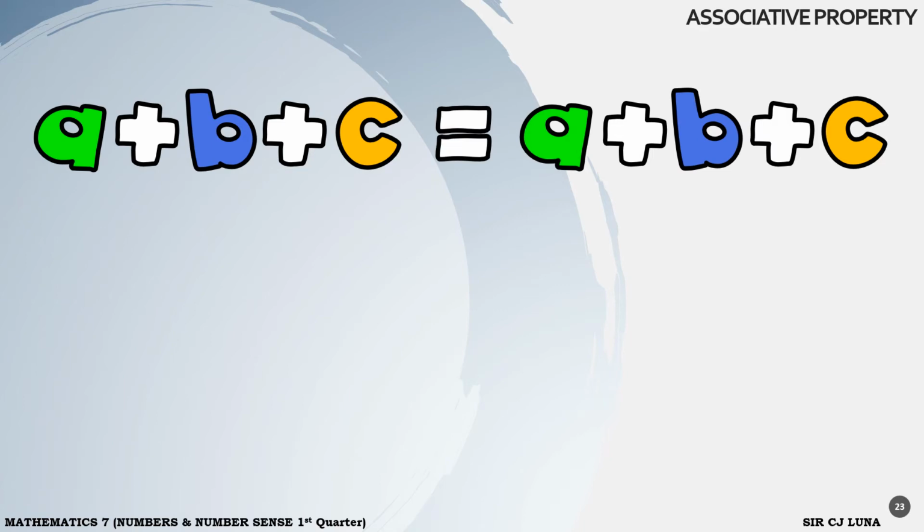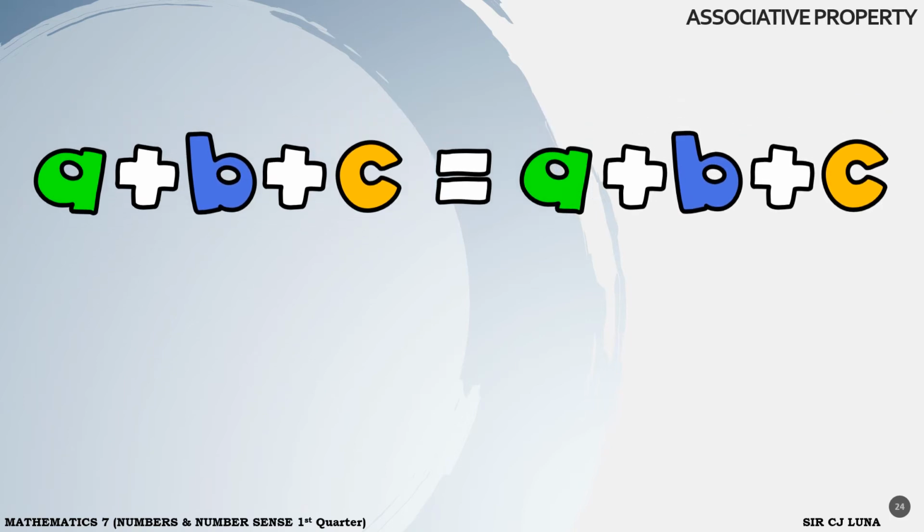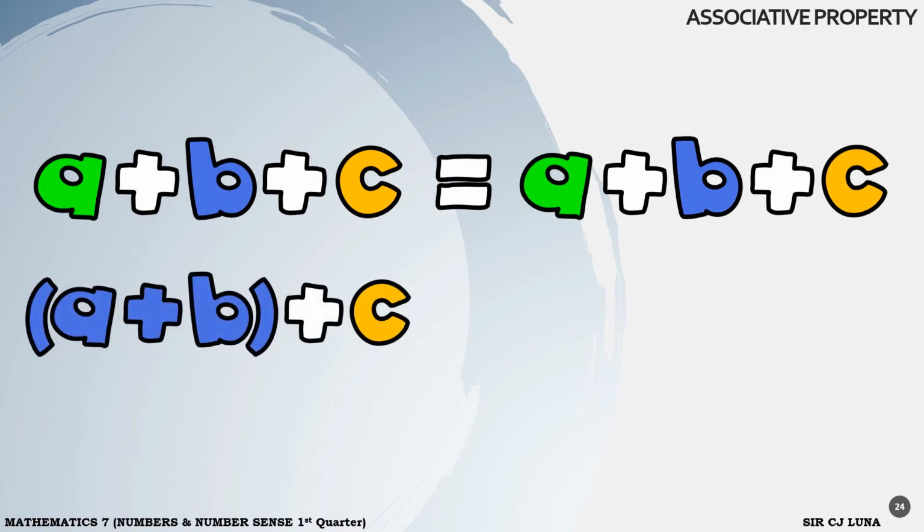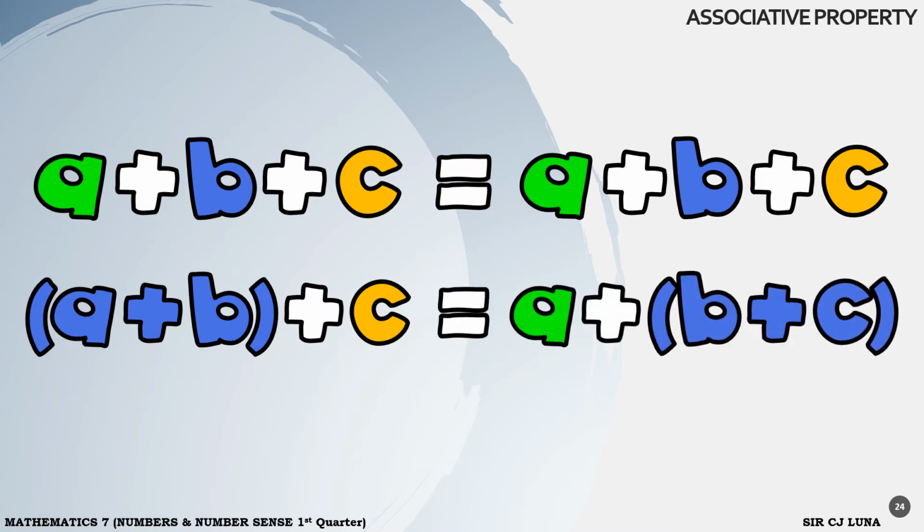So paano kaya yung associative property? When you say associative, yan ay galing sa word na associates. Ibig sabihin, meron tayong groups. Okay? So apply natin ito sa associative property of addition. Dito, i-group natin yung A plus B, and then nasa labas yung C. Sa kabila, meron tayong A plus yung group ng B plus C.